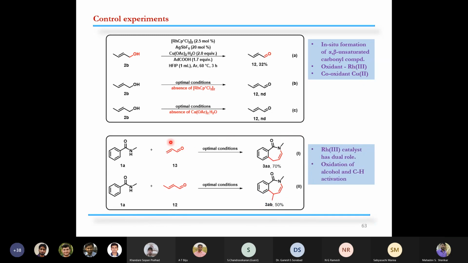Apart from this, we employed acrolein in place of allyl alcohol. In that case also, we got a 70% yield. When we used crotonaldehyde, we got 50% of the benzolactam product. So from all these controls, we can say that the rhodium catalyst has a dual role: one for oxidation of the alcohol to the corresponding aldehyde, and the second for the CH activation step.